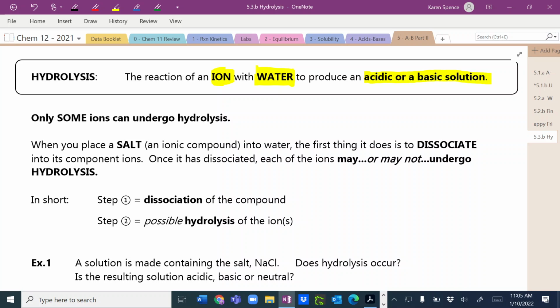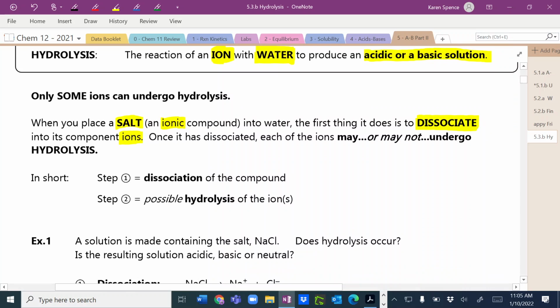So when you place a salt, which is of course an ionic compound, what is the first thing it does when it jumps into the water? It dissociates. And when it dissociates, it becomes its ions. So the first thing you're going to do with any compound is dissociate it into its ions so you can see the two different ones separately. Once it has dissociated, each of the ions may or may not undergo hydrolysis.